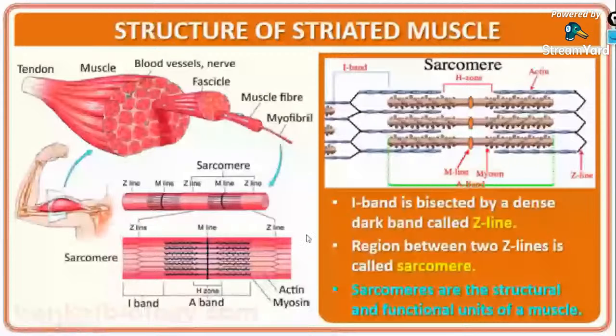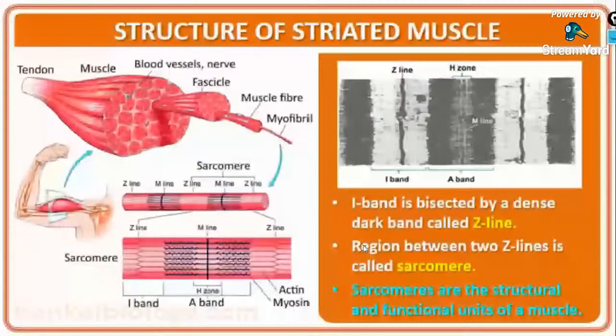So sarcomeres are the structural and functional unit of a muscle. Generally we call the nephron the structural and functional unit of the kidney, and the neuron the structural and functional unit of the nervous system. Exactly like this, here we call the sarcomere the structural and functional unit of a muscle. Clear?